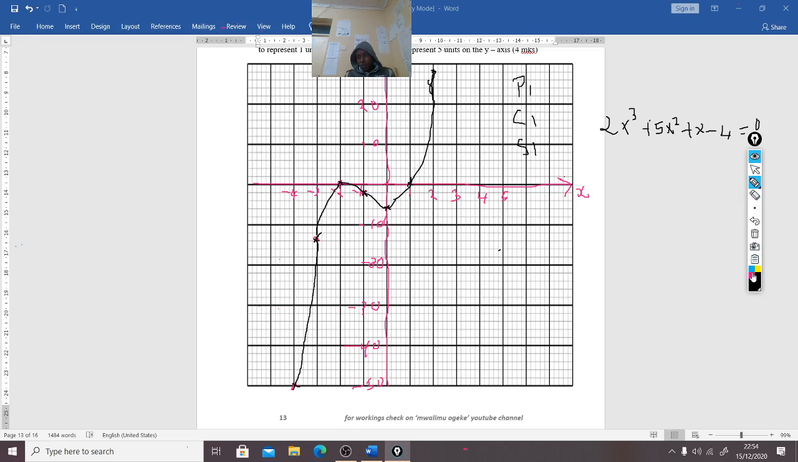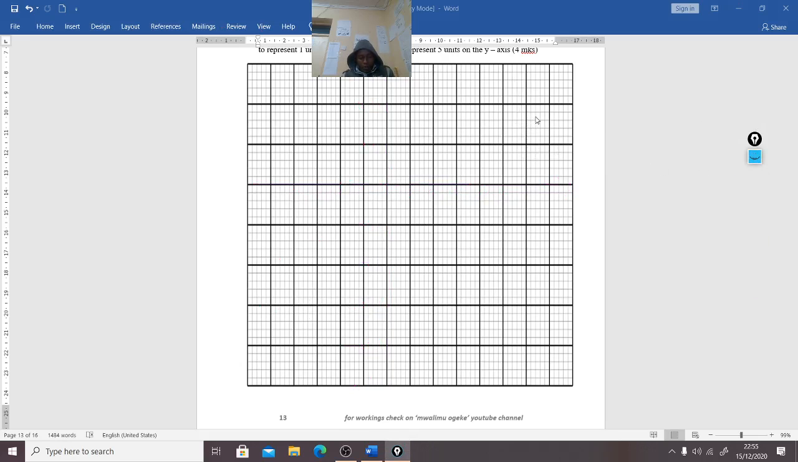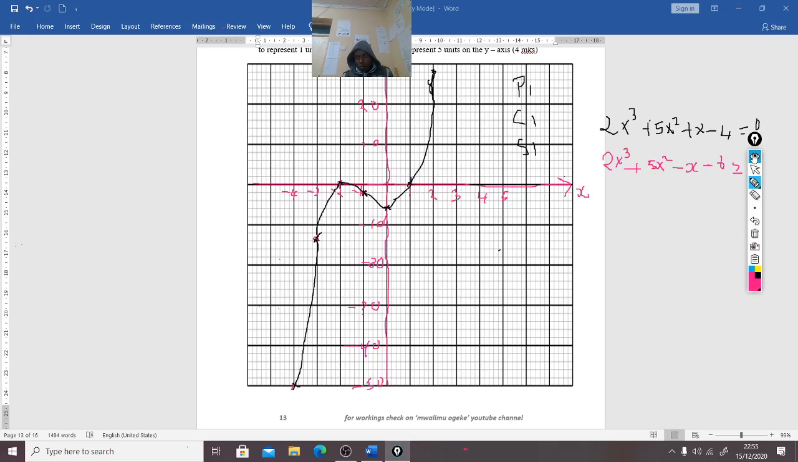Remember your original equation. The original equation that we were given was 2x cubed plus 5x squared minus x minus 6. That is y equals to this.